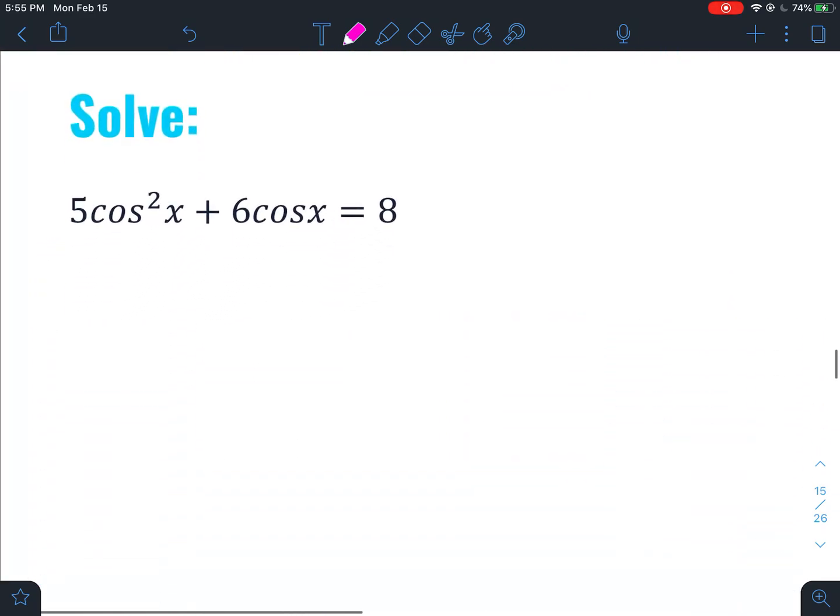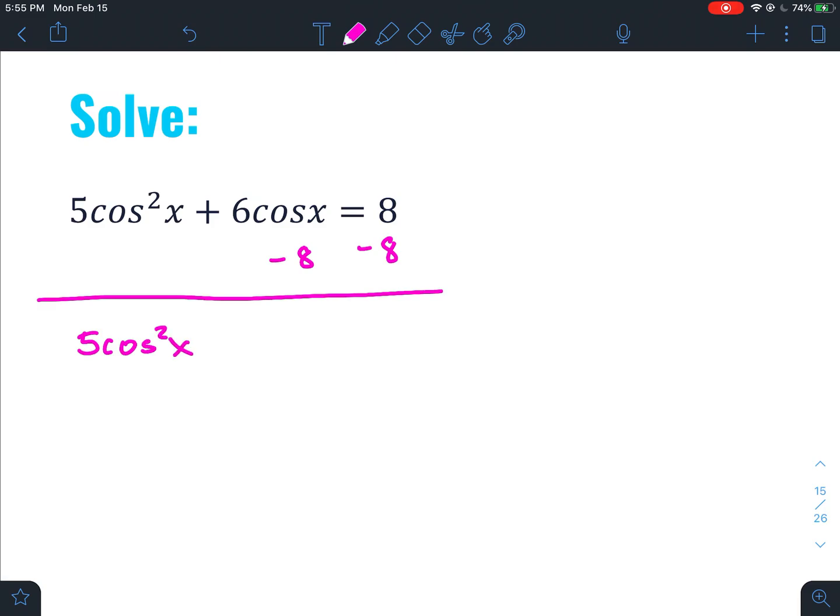All right, so one that looks like this, we have a cosine squared and we have a cosine. So I can't get the trig function by itself. So this is one of the ones where we're going to have to factor. So let's subtract the 8 over. And we have 5 times the cosine squared of x plus 6 times cosine x minus 8 equals 0.